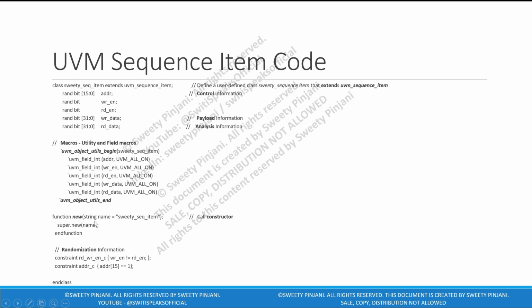And then you have to call the constructor new. Since it's an object, there is only one argument, which is the name of your sequence item. And then you have to provide the randomization information. One important thing, read and write should not happen simultaneously, and in your design it is a requirement that the MSB bit of address should always be 1. This is your sequence item code.